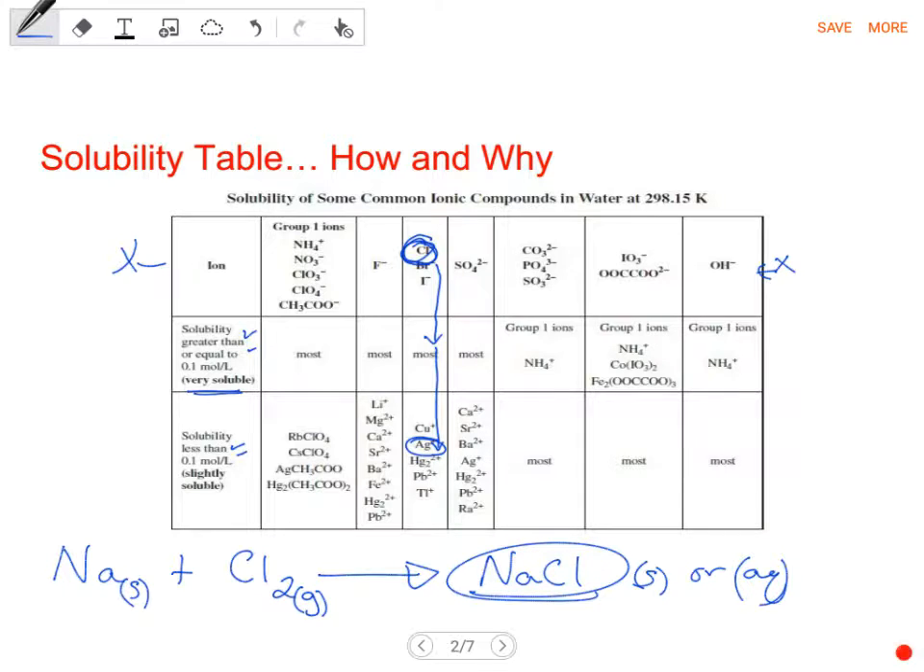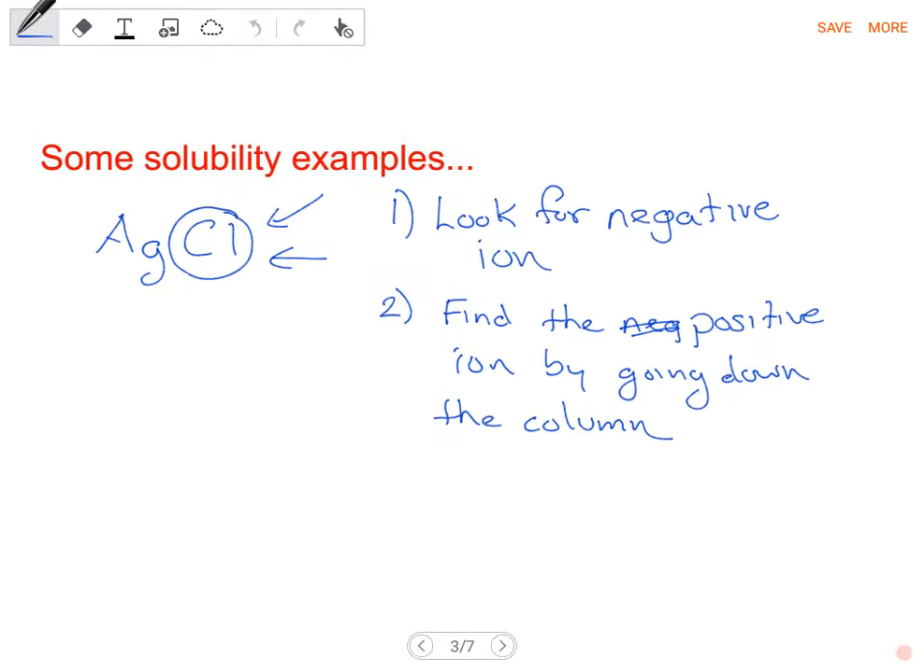And if you remember, this was our AQ category. This is our solid category. So we found our negative. We found our positive. That means that this compound would be solid.